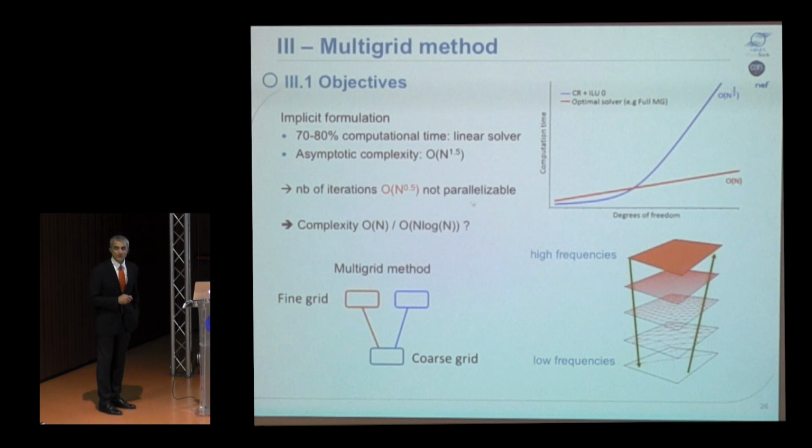In our case, the complexity of our solver is n to the power 1.5. This means that we have a number of iterations which is about n to the power 0.5. So whatever the number of processors we are using, we will not decrease that number. This number of iterations will go on increasing with the number of nodes.